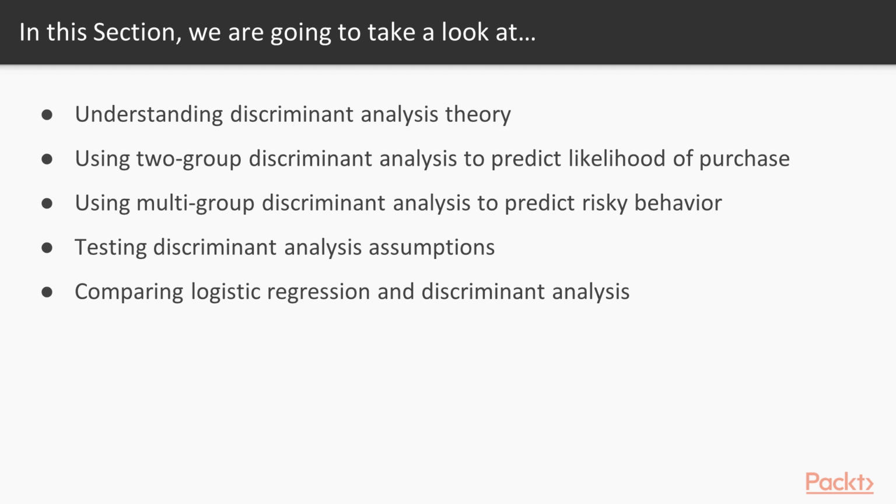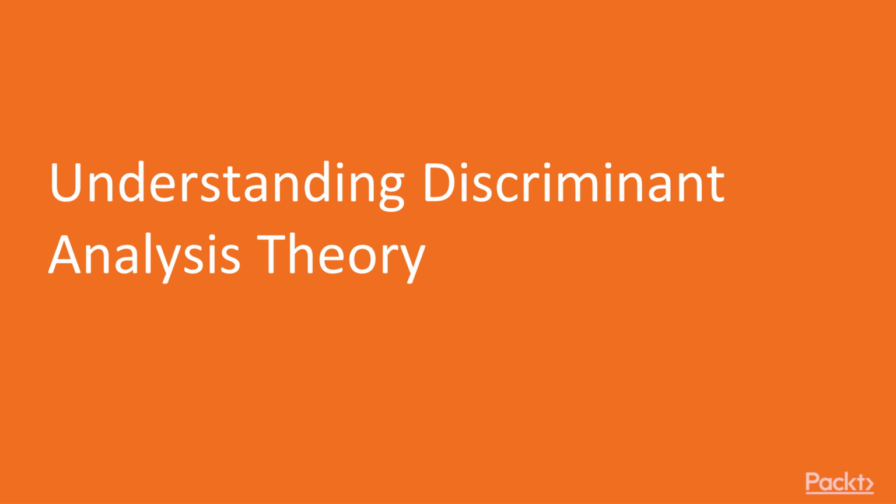We're also going to go through an example of how to use two-group discriminant analysis to predict the likelihood of purchase. From there, we're going to look through an example of how to use multi-group discriminant analysis to predict risky behavior. From there, we'll talk about discriminant analysis assumptions, and then finally, we're going to compare the results of logistic regression and discriminant analysis. In this video, we're going to focus on understanding discriminant analysis theory.